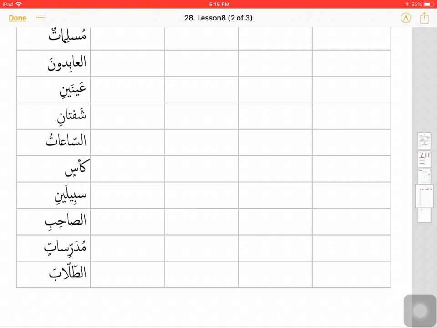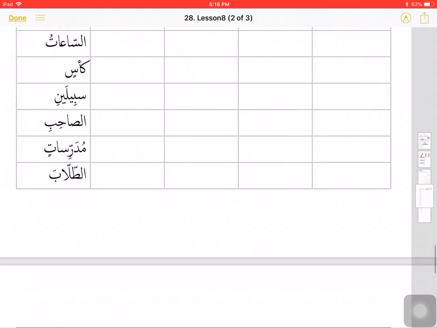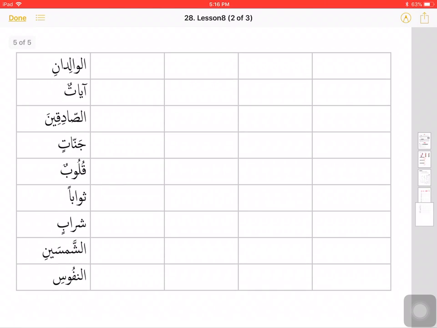Sabilaini is also mu'annath, it is dual, muthanna, it is nakira, and aini ending tells me nasb or jar. As-sahibi, it is mudhakkar, mufrad, ma'rifa, jar. Mudarrisatin, it is mu'annath, jama mu'annath salim, it is nakira, and it is atin ending, so nasb or jar. At-tullaba is mudhakkar, jama, what type? Jama taksir. It is ma'rifa because of al, and at-tullaba is nasb.